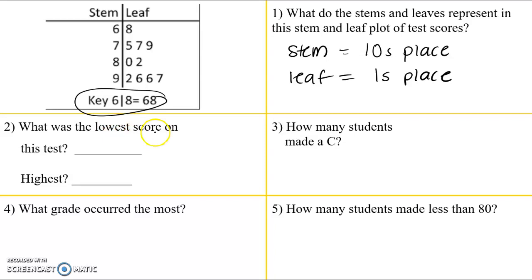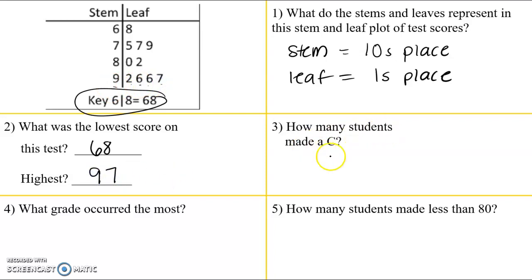Now, number 2 says, what's the lowest score on this test and what's the highest? With a stem and leaf plot, it will always be in order. So it looks like the lowest score we have here is 68. And the highest score we have here is 97. Notice 92, 96, 96, and 97. 97 is the highest score.